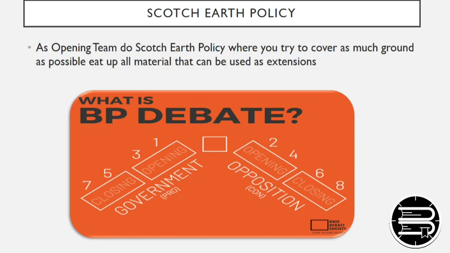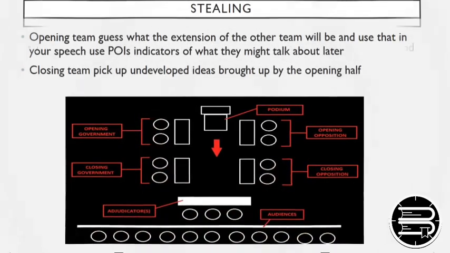The idea is that you are the opening government, the opening team, and you are doing the Scorched Earth policy, whereby you lay out all the points and all the material, and you eat it up, so that you leave less room for them to have extensions. That's another way in which you can win a debate.